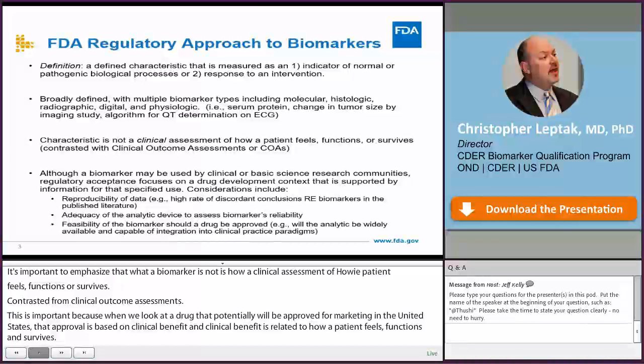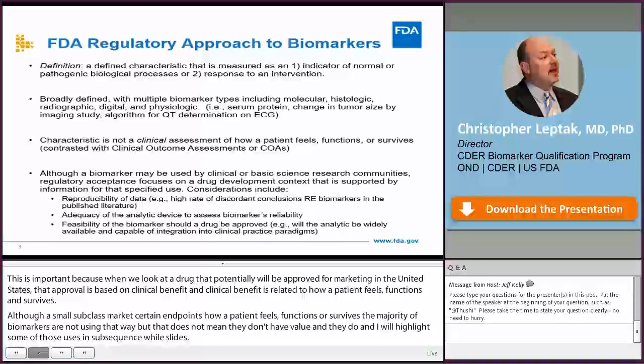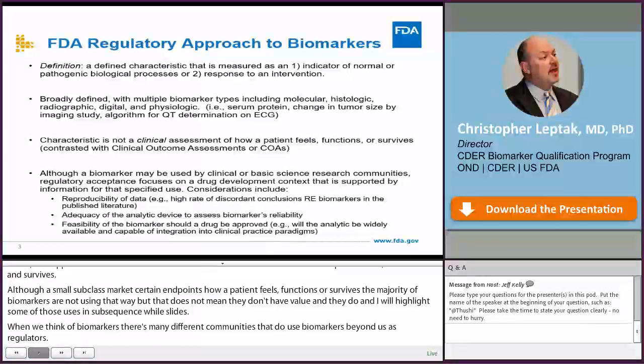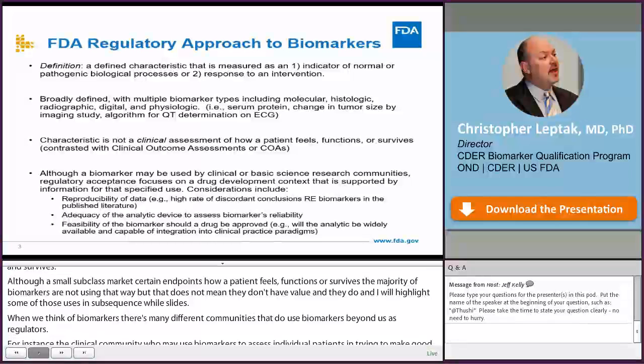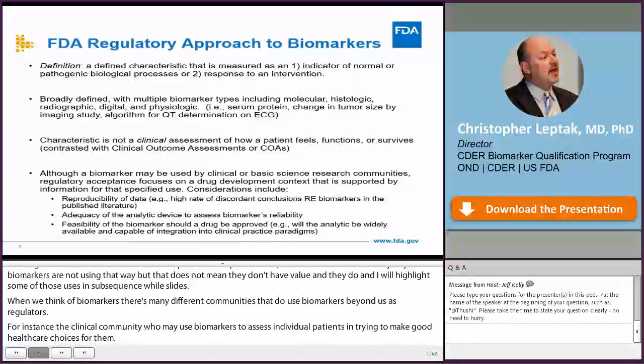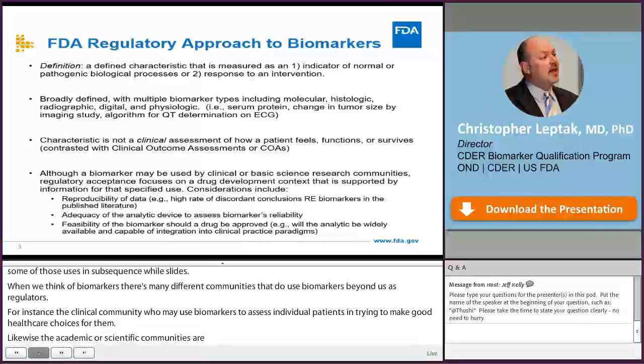When we think of biomarkers, there's many different communities that do use biomarkers beyond us as regulators. For instance, there's the clinical community who may be using biomarkers to assess individual patients and trying to make good healthcare choices for them. Likewise, the academic or scientific communities are studying them in a more laboratory environment, trying to figure out the underpinnings of disease and what causes disease or how we might target it or treat it. Although there's many different communities that do use biomarkers, there's some considerations that we as regulators need to look at to figure out if a biomarker has a particular utility.